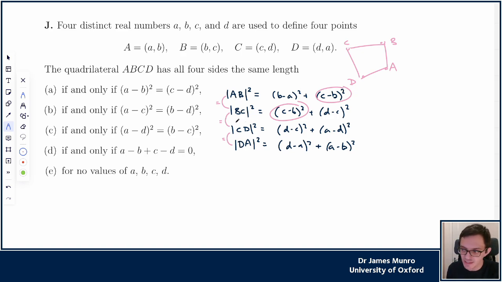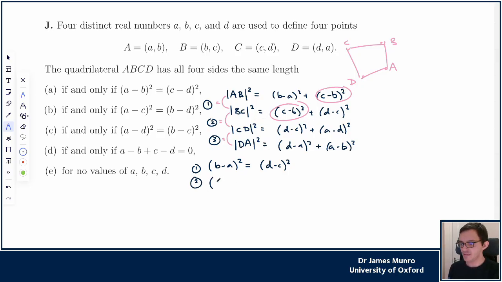And I want to work down systematically like this because I've seen those shared terms. So that first comparison, these two squares of side lengths are equal if and only if b minus a squared is equal to d minus c squared. This is kind of equation 1, I suppose, like first comparison. And then I'm going to have an equation 2. I would like to see whether c minus b squared is equal to a minus d squared. And then my equation 3 is just going to be checking whether d minus c squared is the same thing as a minus b squared.